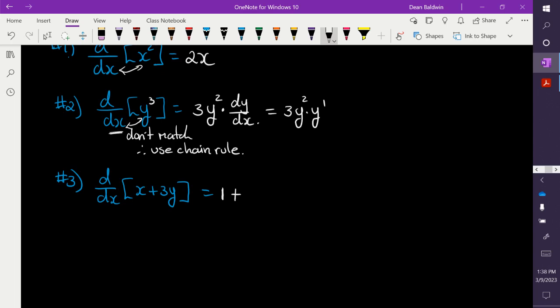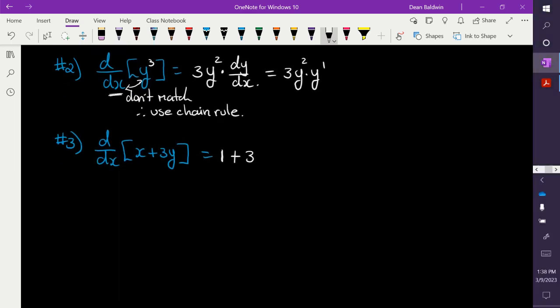It's not 3y prime. It's just 3y prime. Because a constant you don't worry about, right? So we just put the 3, and then I say, what's the derivative of y? It's y prime. Yeah. Where did one come? The derivative of x. Which rule are you using? James?